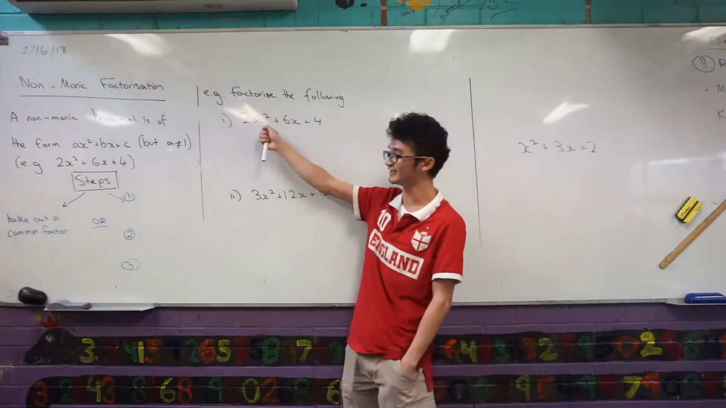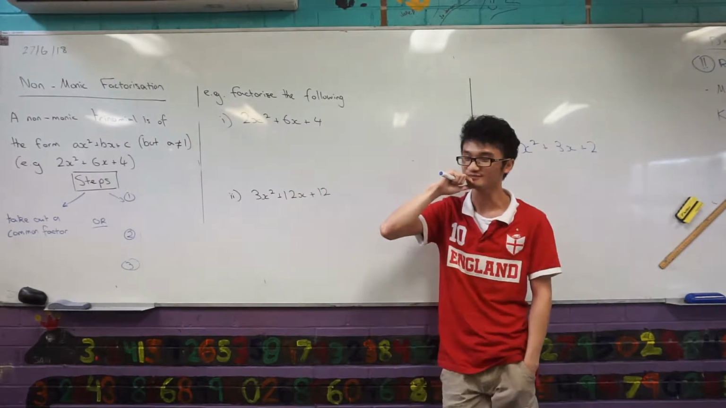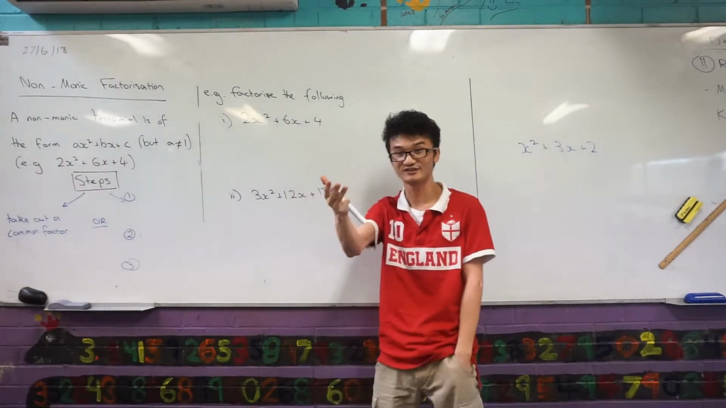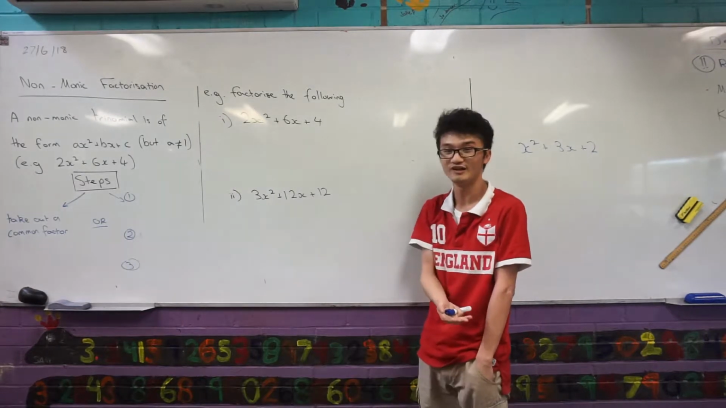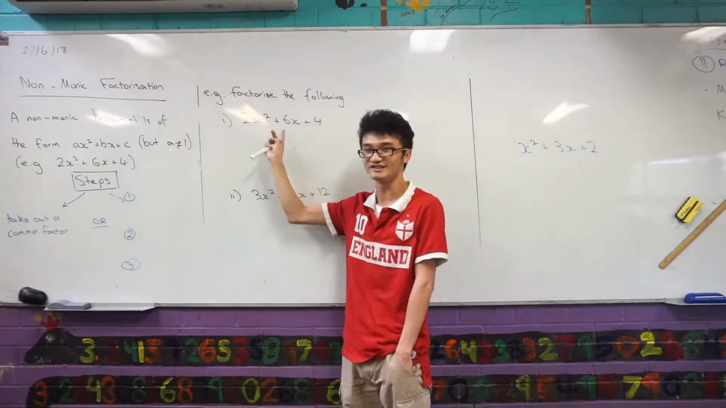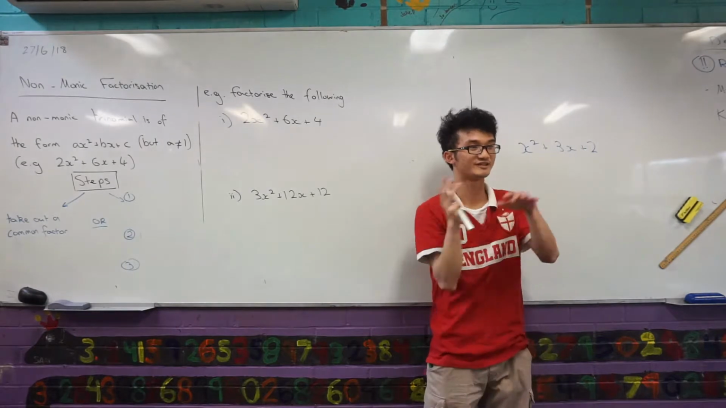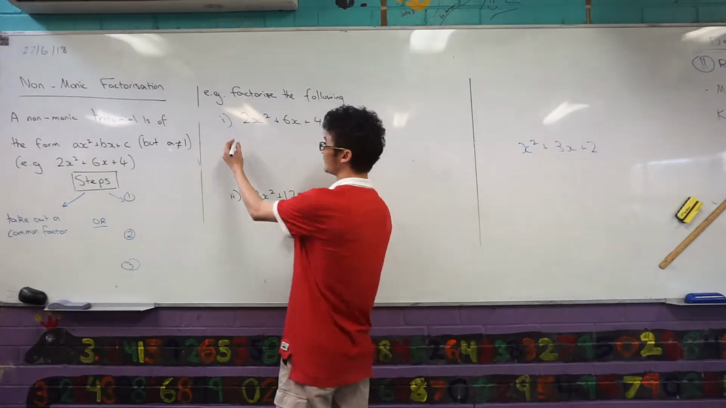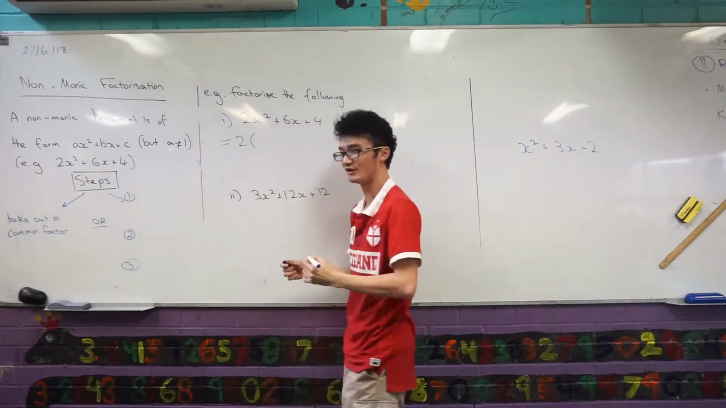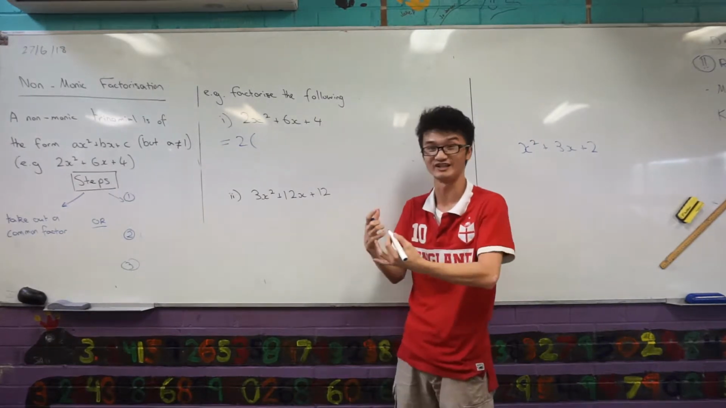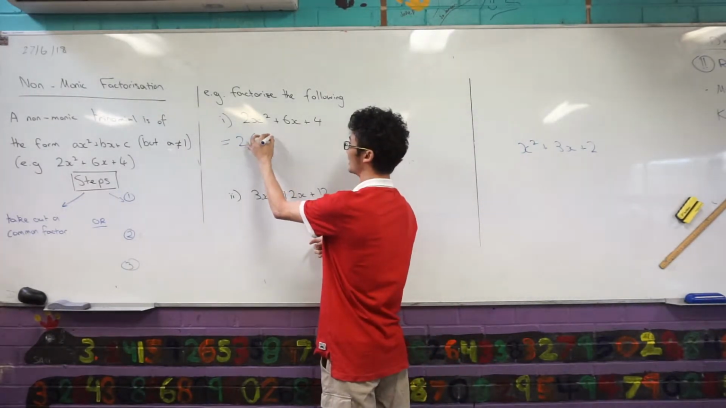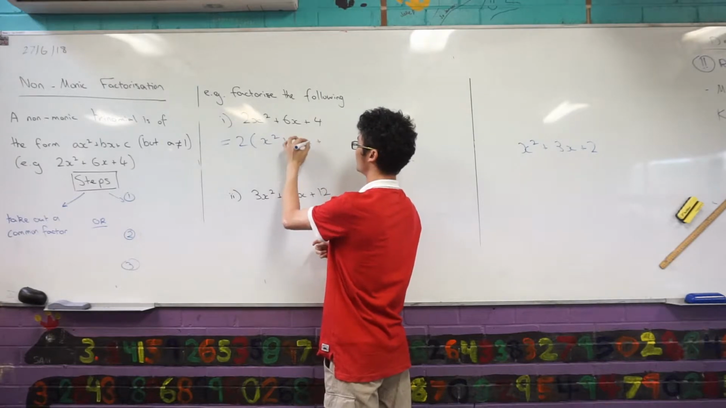But Amelia, can you see, is there anything that's in common between all of them? Yeah, a factor of 2. So your first priority is, if I can see there's something in common between all of them, I'm going to take them all out. I want to take that factor of 2 out, and then I want to think about what I get left with. Well, I'm just dividing here, aren't I? I get left with x squared plus 3x plus 2.